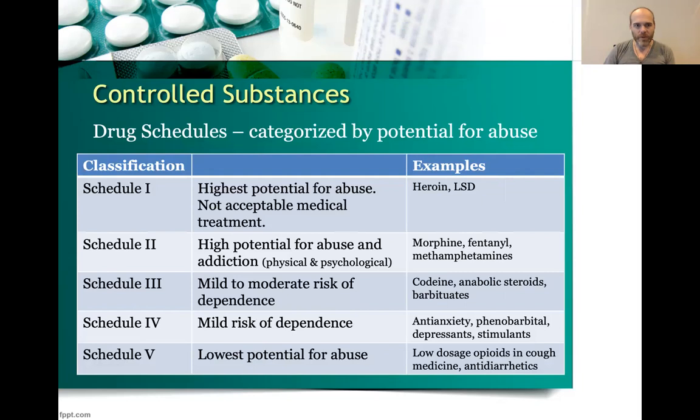These are the different schedules of controlled substances, and a drug schedule is categorized by the potential for abuse. So it goes from Schedule 1, the highest potential for abuse, all the way down to Schedule 5, which is the lowest potential of abuse. Even though Schedule 5 is the lowest potential for abuse, you can overdose and you can have bad effects from these, and you can actually die from a Schedule 5. So just because it's not as dangerous as a Schedule 1, you can still overdose in high doses on a Schedule 5. I'll let you look at some of the different examples on this chart.